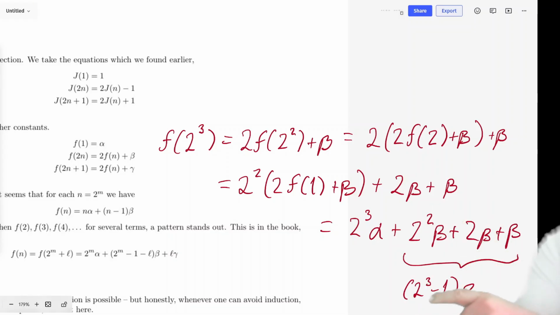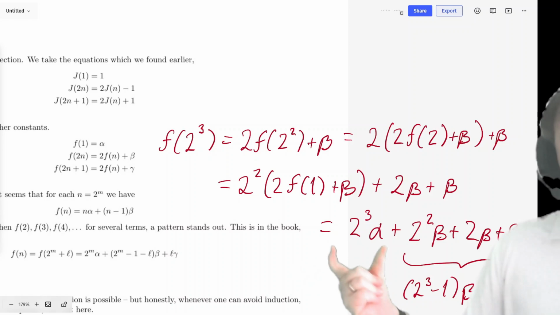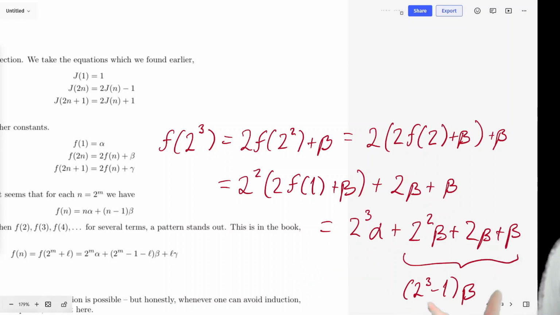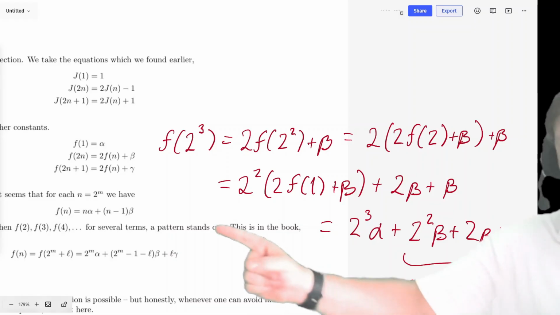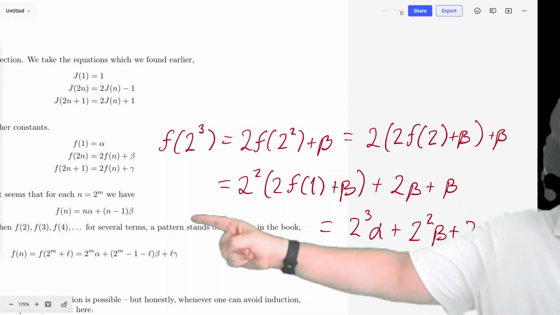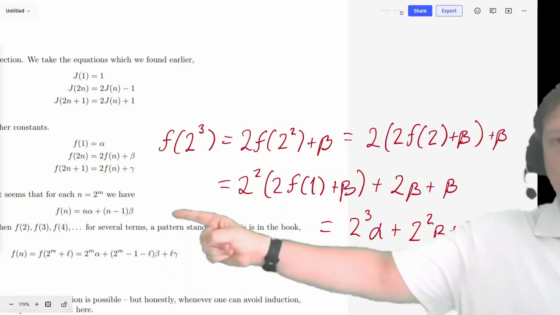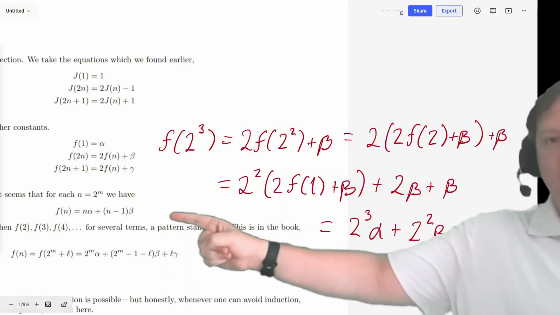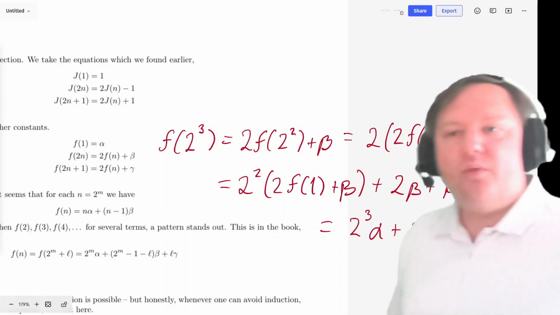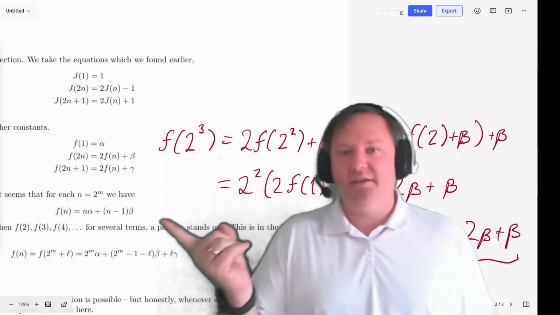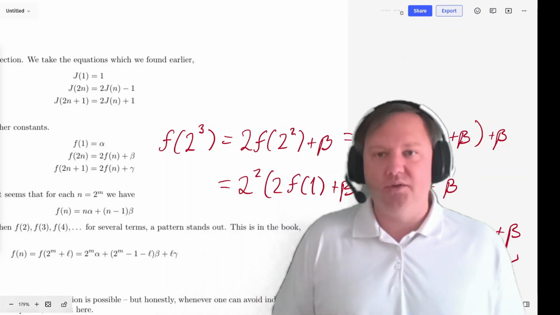And you may be aware that if you sum powers of 2, I think I've talked about this in a previous video, you in fact get just 1 less than the next power. So that is 2 cubed minus 1. And so there we have it. The upshot here is that you get 2 cubed alpha plus 2 cubed minus 1 times beta. And that's what I'm representing on this line, because remember, 2 to the m is equal to n, so I get n alpha plus n minus 1 beta. So that's what happens in the relatively simple case where n is equal to 2 to the m.